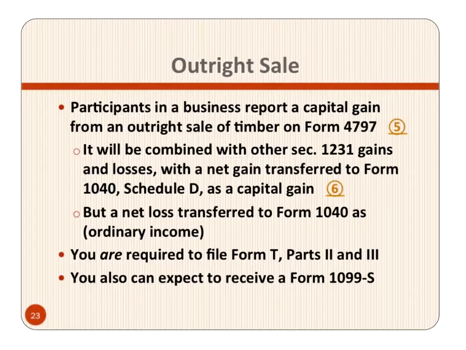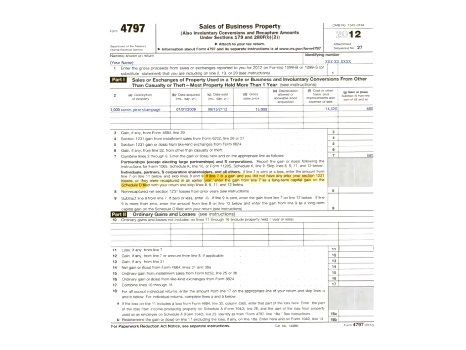All right, now, if you don't hold your forest land as an investment, if you hold it as a business, you use different forms. You report a capital gain from an outright sale on Form 4797. It's going to be combined with other Section 1231 gains and losses, and your net gain transferred to Form 1040 Schedule D as a capital gain. Remember, that's the best possible outcome for a profit. But a net loss transferred to Form 1040 as a negative ordinary income, and again, that would be the best possible tax outcome. If you hold your timber as a business, you're required to file Form T Parts 2 and 3, and you also can expect to receive a Form 1099-S.